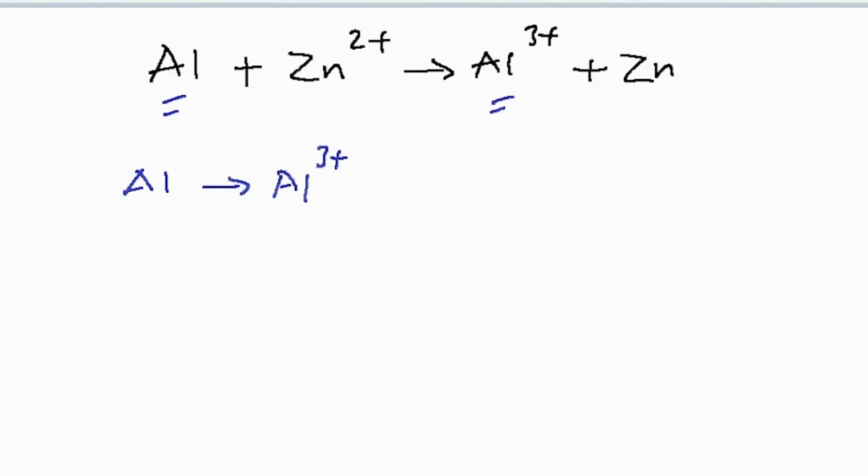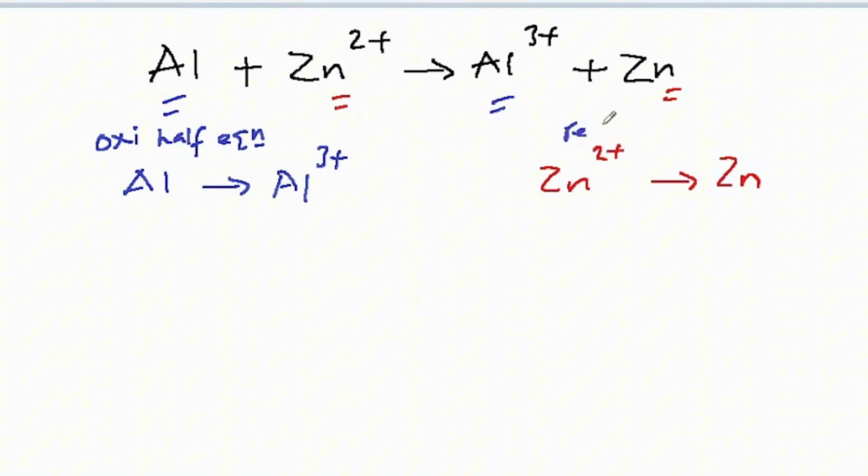Alright, so let's consider the second chemical species. We have Zn2+, and we have zinc. Zn2+ is reduced to zinc. Obviously, the oxidation state of the aluminium atom is 0, and that of the aluminium ion is plus 3. So there's an increase in oxidation number from 0 to plus 3. So we're going to regard this as the oxidation half equation. Now the oxidation number of the Zn2+ ion here is plus 2, and that of zinc is 0. So we have a decrease in oxidation number from plus 2 to 0. So we are going to regard this as the reduction half equation.